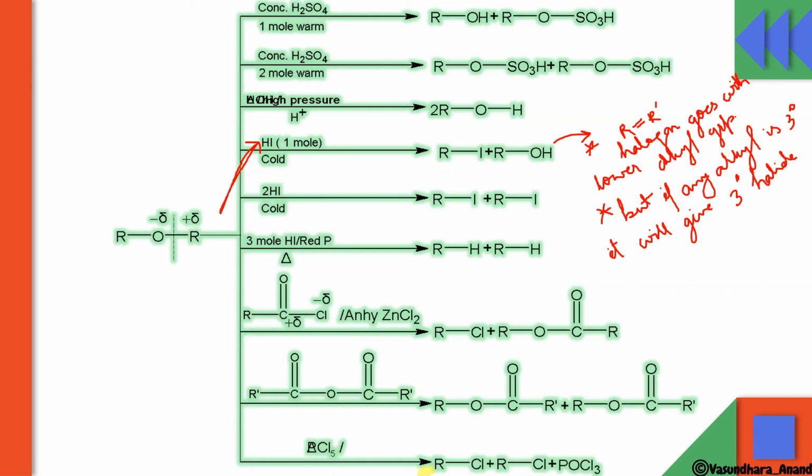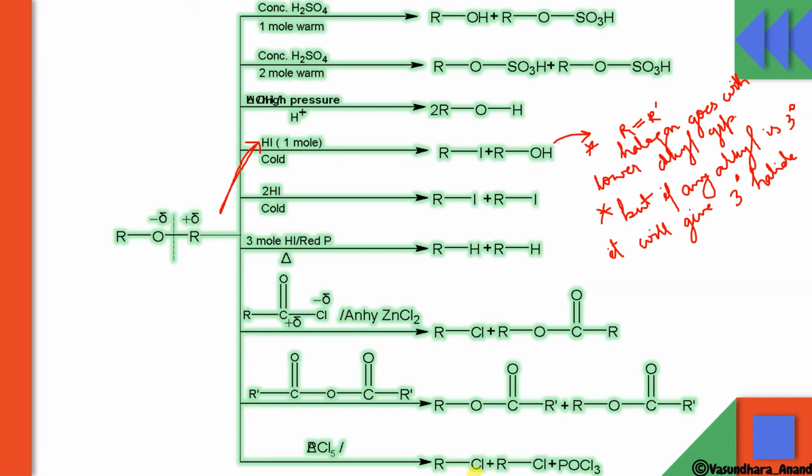Now the next reaction is with acyl chloride, RCOCl, in presence of anhydrous ZnCl2. Then it will give you alkyl halide along with the ester. If one of them is tertiary, it will form the tertiary alkyl halide, and the other will form the ester. But if both are primary or secondary, then the smaller group will give you the alkyl halide. Now, if it reacts with acid anhydride, it will give you 2 moles of ester.